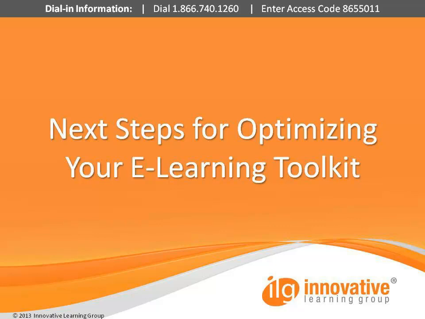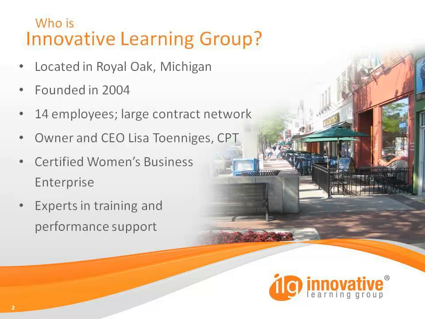Before we get started, I'd like to take a few minutes to tell you a bit about Innovative Learning Group. We were founded in 2004 and are very excited now going into our 10th year in business. We're located here in Royal Oak, Michigan, a cool, happening city just north of Detroit if you're not familiar with it. We're experts in all aspects of training and performance support.